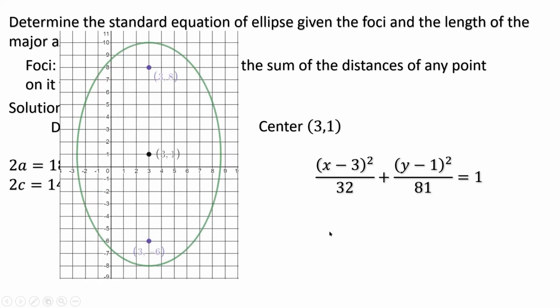So let's look at the graph. This is our center (3, 1) and our foci (3, 8) and (3, -6). So this is our equation.